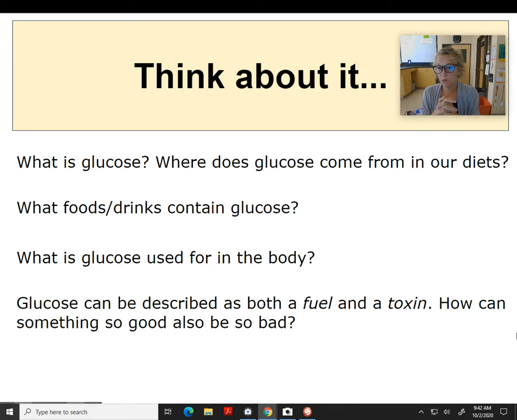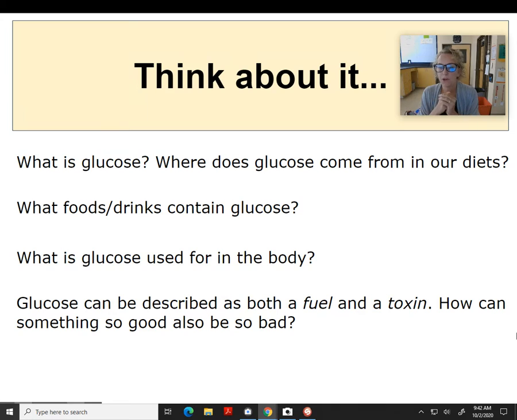Glucose in our body is used as a quick energy resource. So if we're feeling lethargic, or tired, or our muscles are tired, generally the way to get quick energy back is to eat something rich in simple sugars or carbohydrates. And then we're going to keep in mind, how can something that is so good for our bodies be bad?